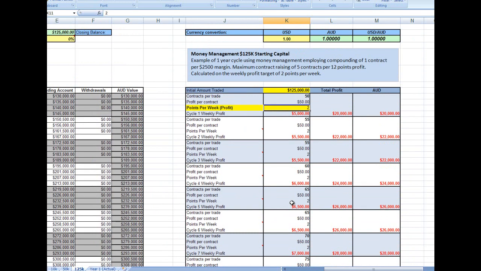So that's the power of compounding your money, and basically the power of having a proper money management system in place to help you to weather the downturns and maximize your profits. So I hope you can see that sticking to these money management rules is very, very important. And even though it doesn't sound like much, 2 points a week is a very, very, very powerful number, and it allows us to make a hell of a lot of money in quite a short amount of time.